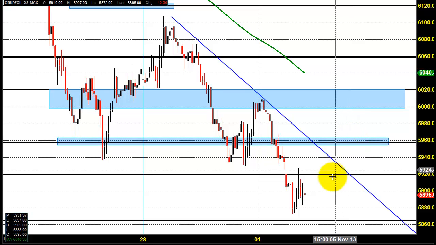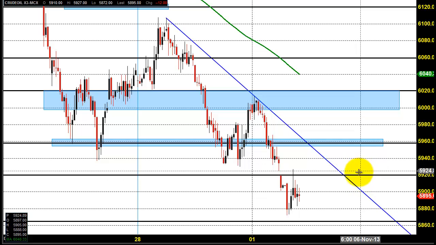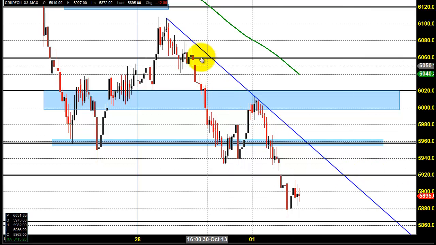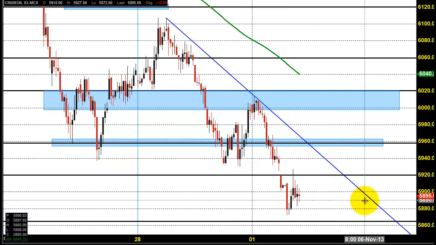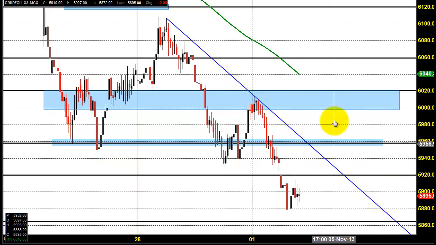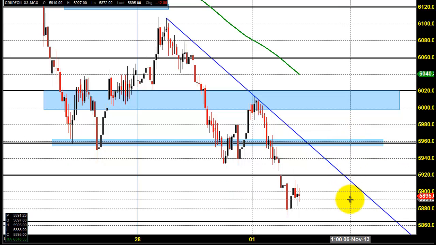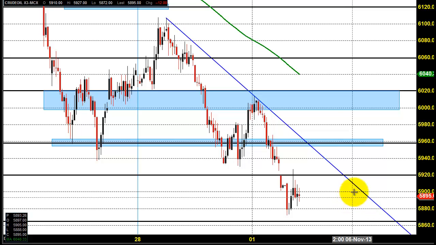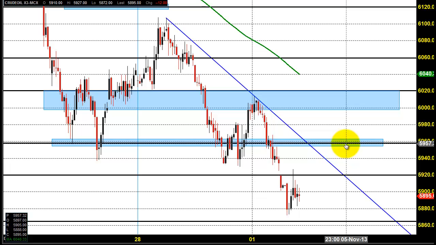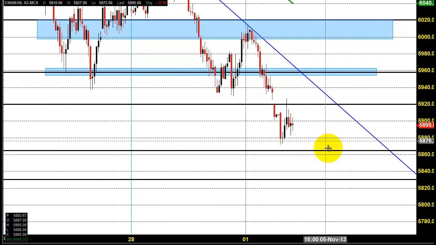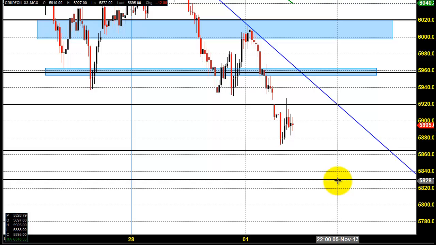For example, if the price is trading above this 5920, it means it is going to break this trend line. So that will also give you an indication of where the price is moving. For this week, we are expecting the market to trade on the downside. That is, we are expecting that the crude oil market can continue its downtrend, having 5960 as one of the major zones. The target zone, you can see, is 5828.